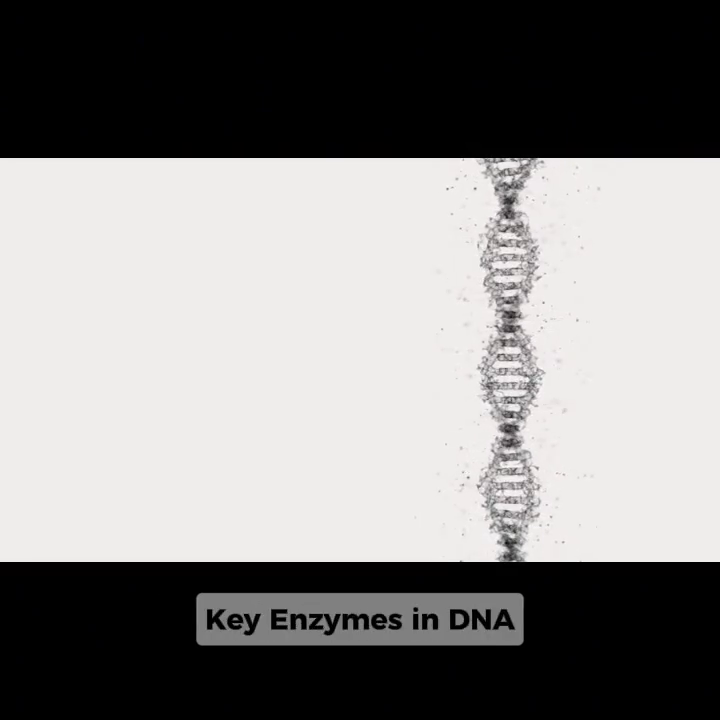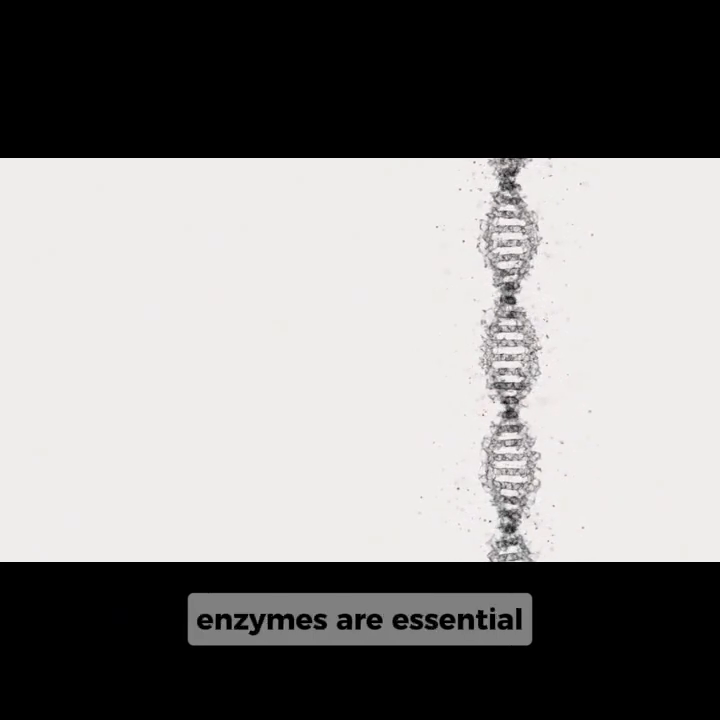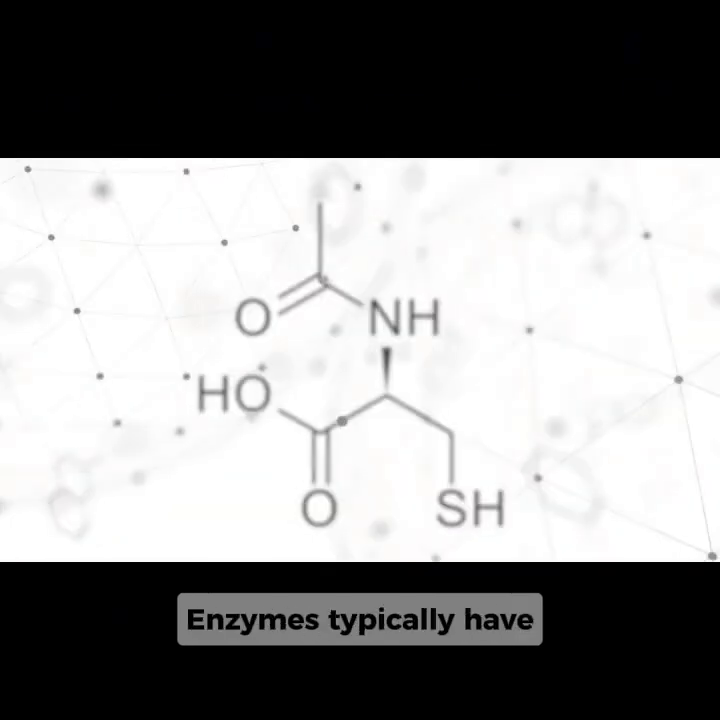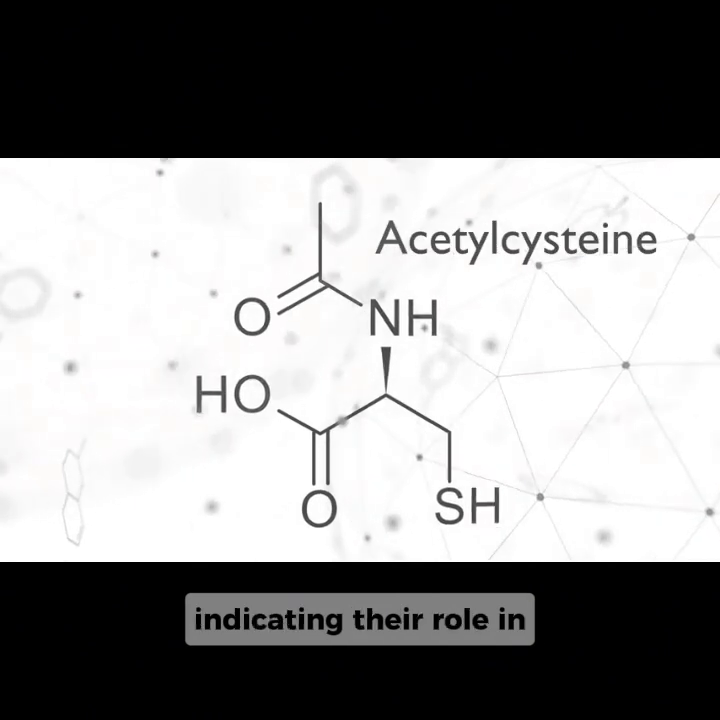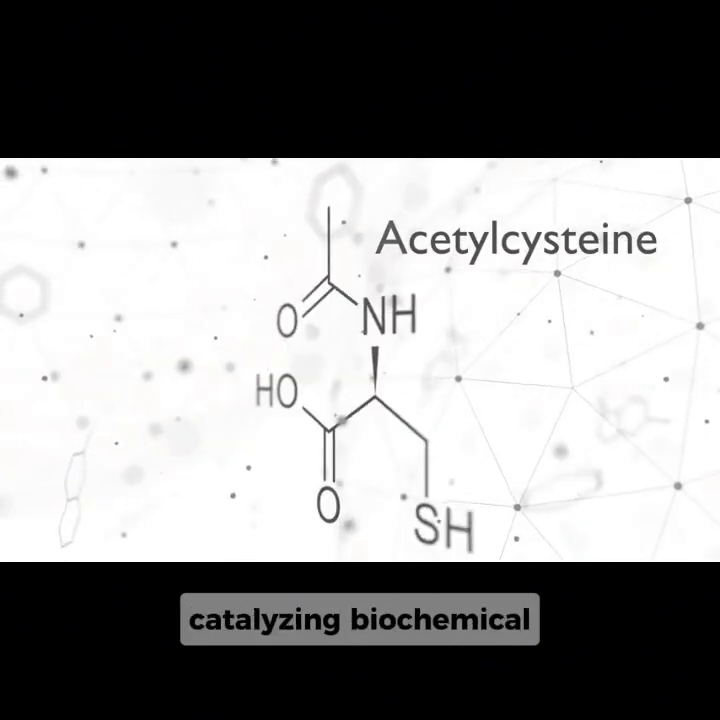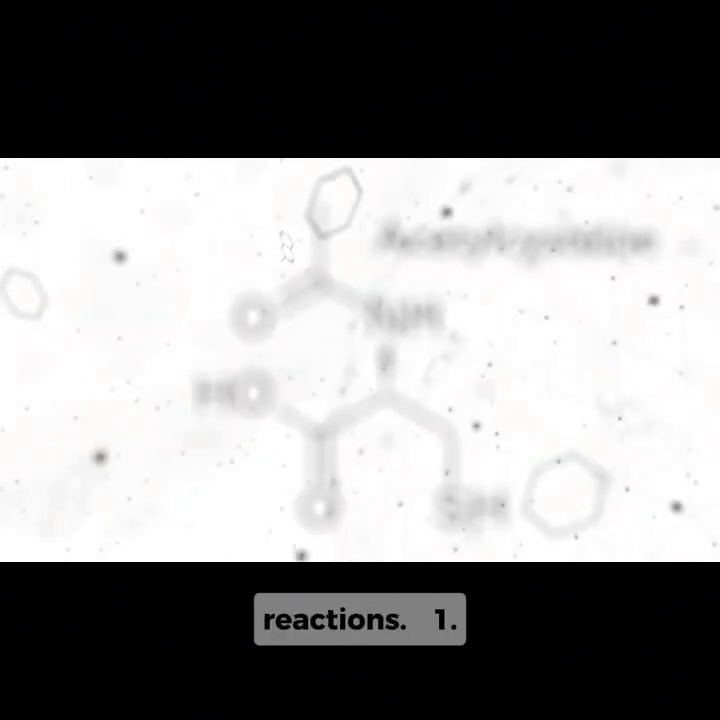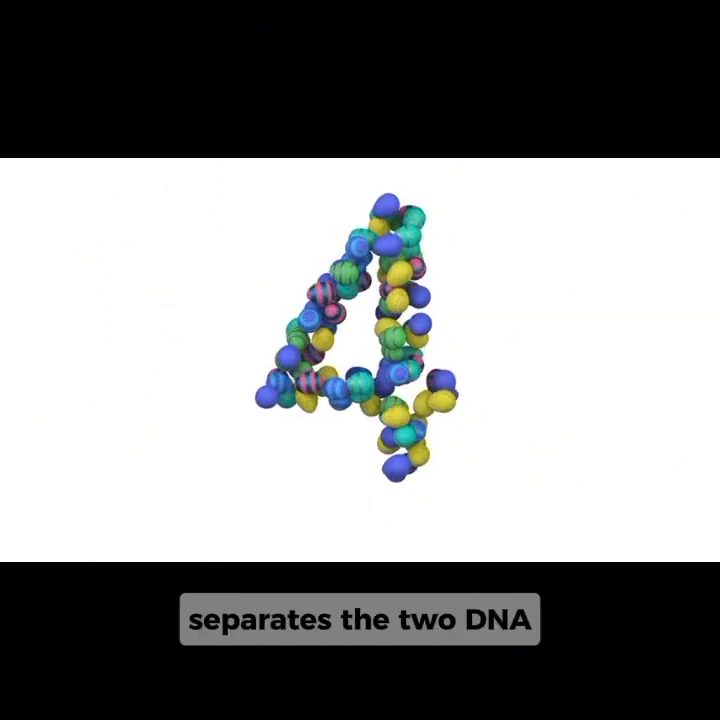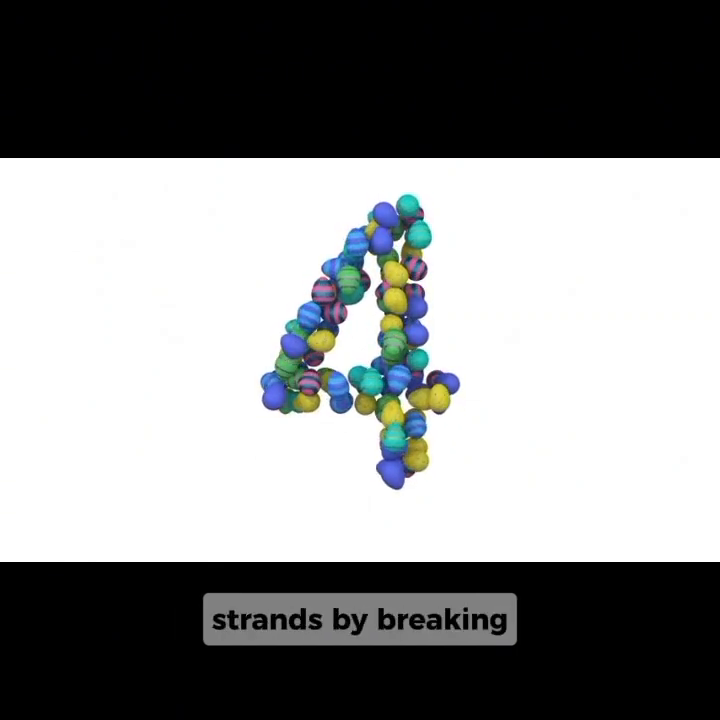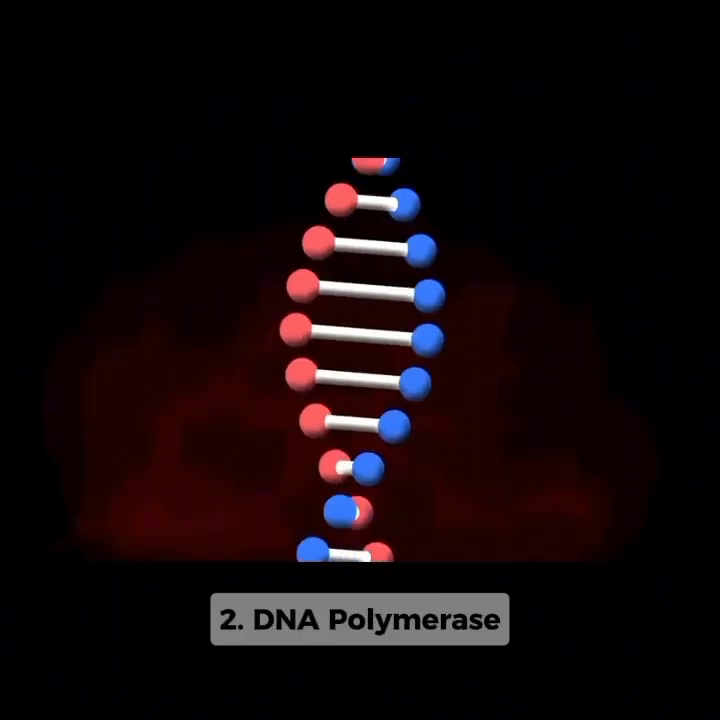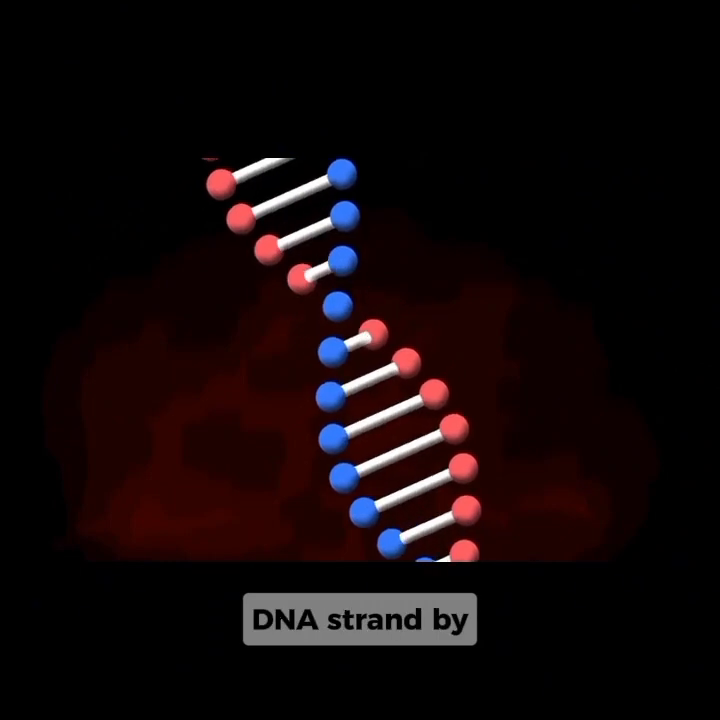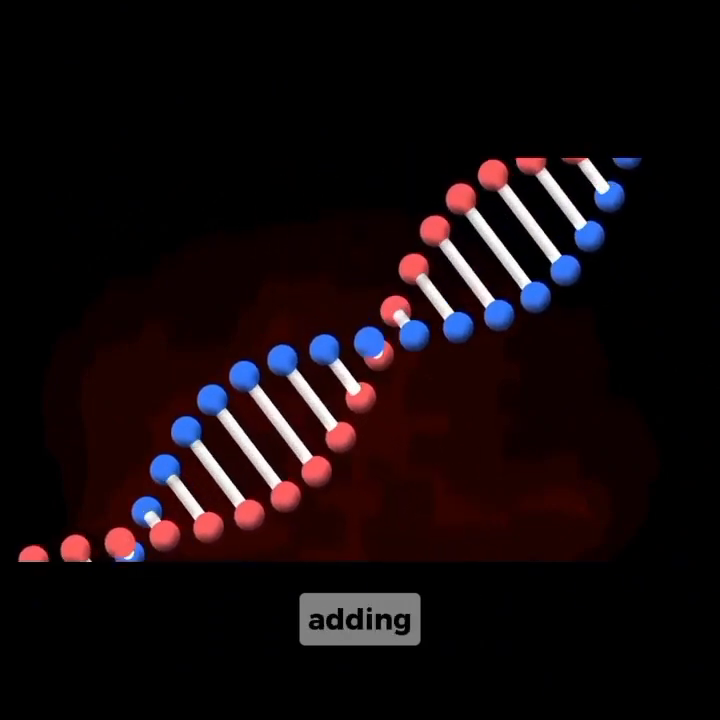Key enzymes in DNA replication. Several enzymes are essential for DNA replication. Enzymes typically have names ending in "ase," indicating their role in catalyzing biochemical reactions. 1. Helicase, the unzipping enzyme, unwinds and separates the two DNA strands by breaking hydrogen bonds. 2. DNA polymerase, the builder, synthesizes a new DNA strand by adding complementary nucleotides.